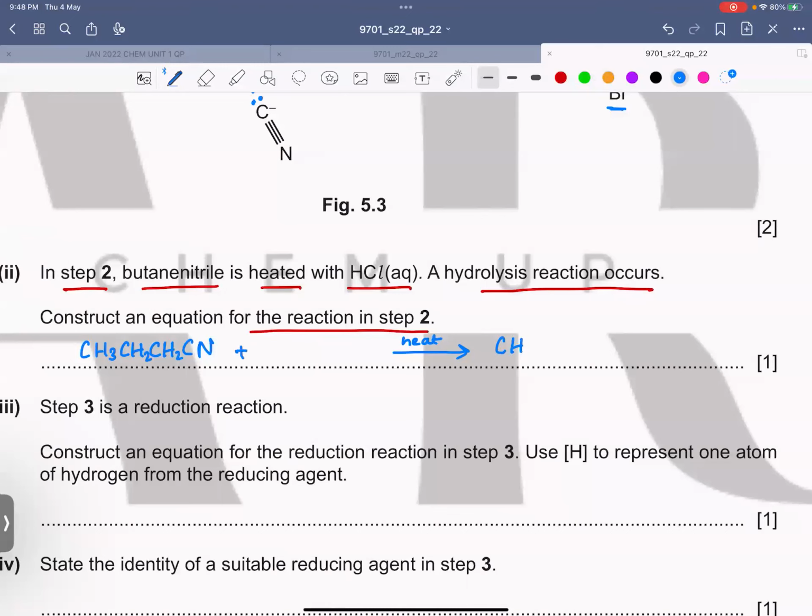Okay. So it is reacting with hydrochloric acid. So the last carbon, which has a triple bond with a nitrogen, that exact carbon is turned into carboxylic acid and the nitrogen is released. And that nitrogen in acidic medium turns into ammonium ion, NH4+. Is this clear? Yes.